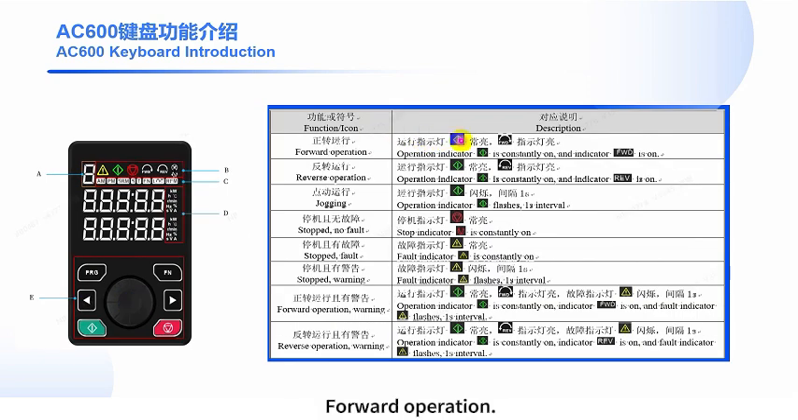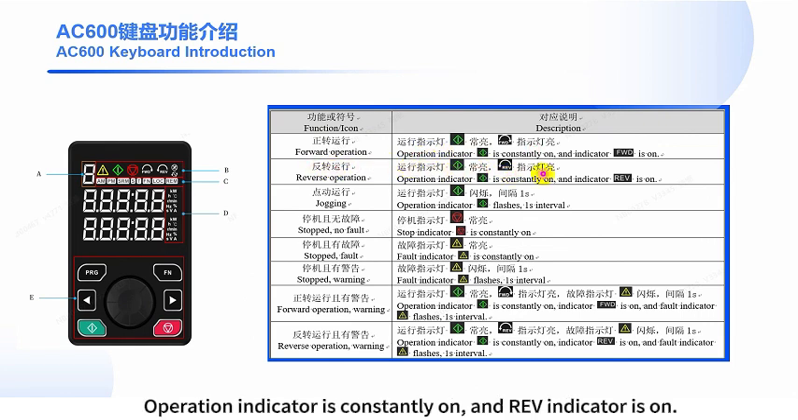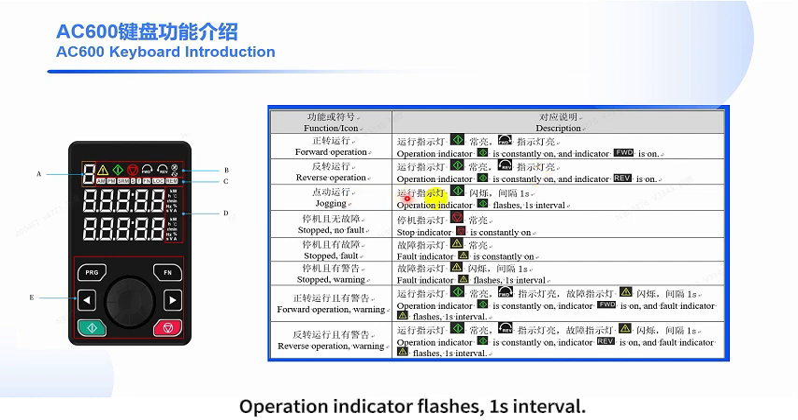Forward operation. Operation indicator is constantly on. FWD indicator light is on. Reverse operation. Operation indicator is constantly on, and REV indicator is on. Jogging. Operation indicator flashes, 1 second interval.